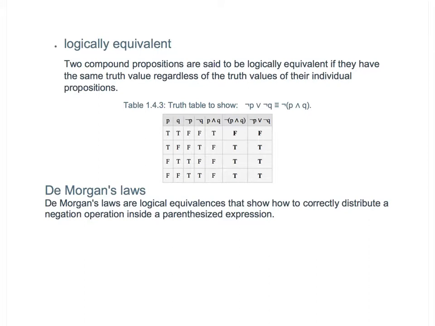In the second row, they are both true. In the third row, they are both true. And in the last row, they are both true. In other words, this column and the last column are identical.